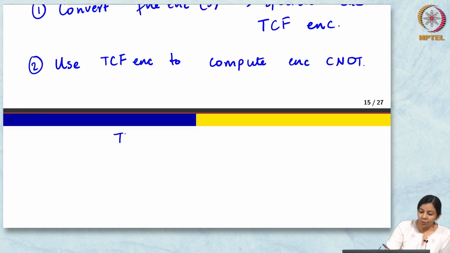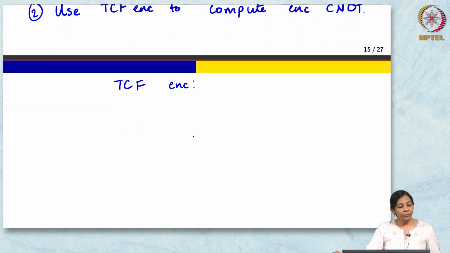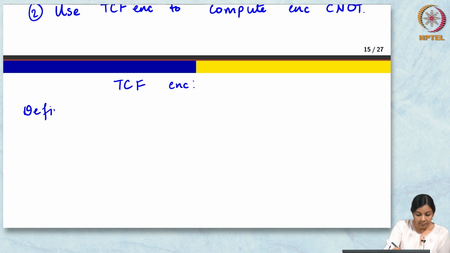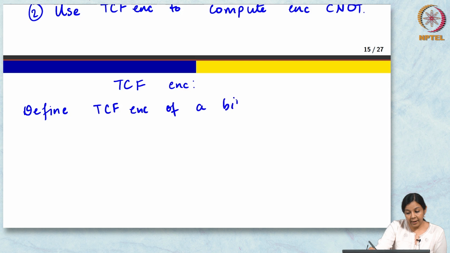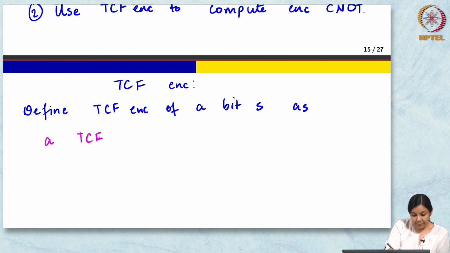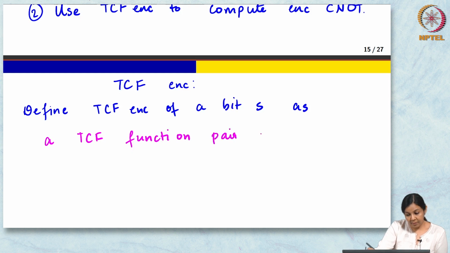Okay, so let me show you what this TCF encryption is. So, what do I want to do? I want to encrypt a bit. So, I define the TCF encryption of a bit S as a TCF function pair f0, f1 that goes from some x to y.